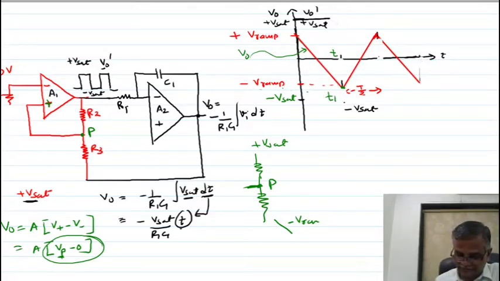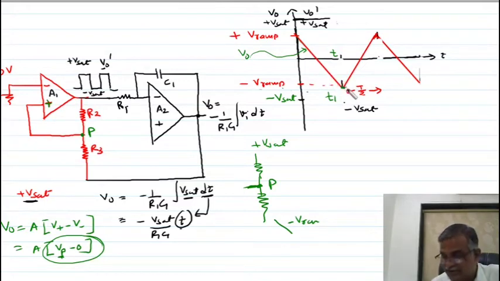Look again. Suppose initially my output voltage is plus Vsat. As a result, according to this equation, my output voltage of A2 will be a negative ramp voltage, and that is given to the lower end of the potential divider network at this point. The upper end is fixed, how much voltage? Plus Vsat. The lower end, how much voltage? Negative ramp voltage, meaning as time increases, voltage decreases as shown in the figure.